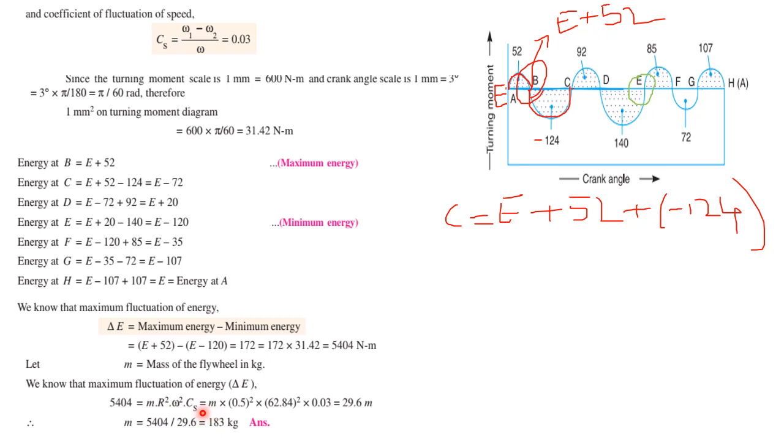Further, I can be written as mr square or mk square, whatever is given. Here the radius value is given, so I am going to write it as mr square. So 5404, I substitute that value, is equal to m, which is what we have to find out, multiplied by r, given as 0.5 in the question, whole square. Omega, which we have calculated from the given speed, is 62.84, the whole square, multiplied by the Cs value, which here is 0.03. Once you do the calculation, you get the mass as 183 kg.